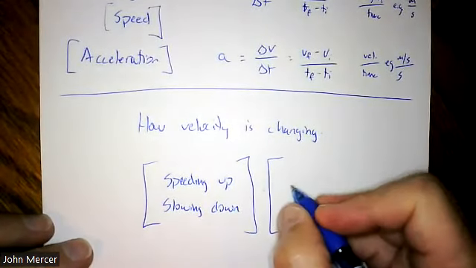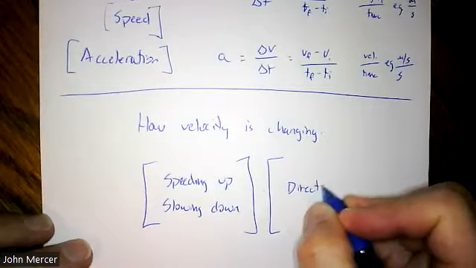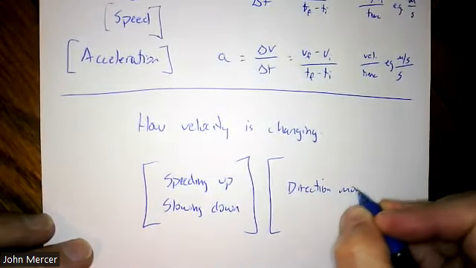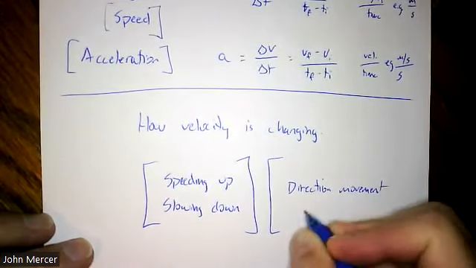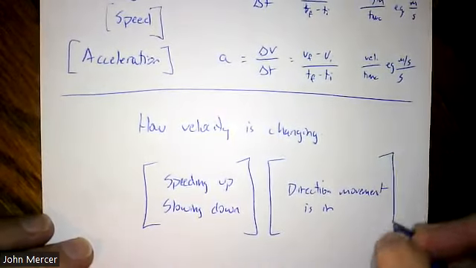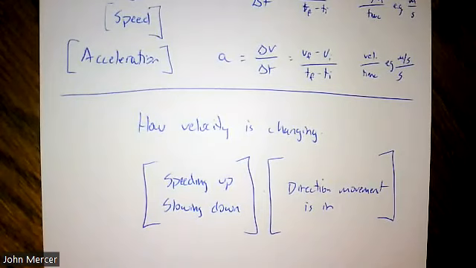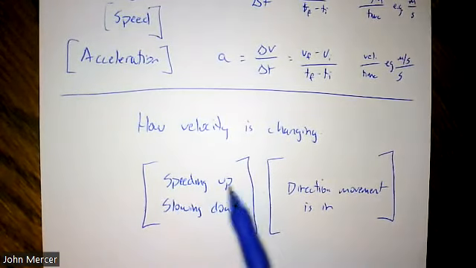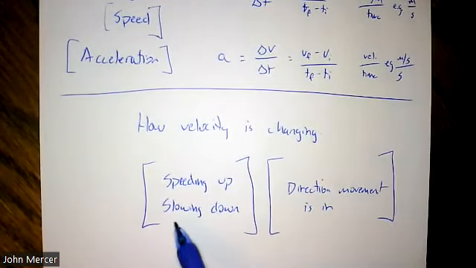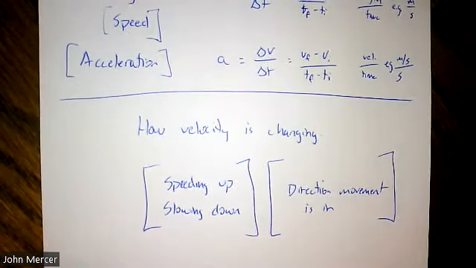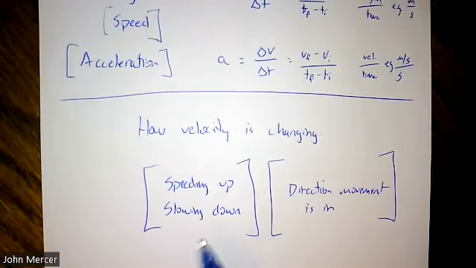And we also need to know what direction movement is in. So we're either speeding up or slowing down if we're dealing with something going forward or backwards. We would say speeding up moving forward, or slowing down moving backwards, or speeding up moving backwards, or slowing down moving forwards, whatever that combination is. Direction of movement and whether or not velocity is speeding up or slowing down.